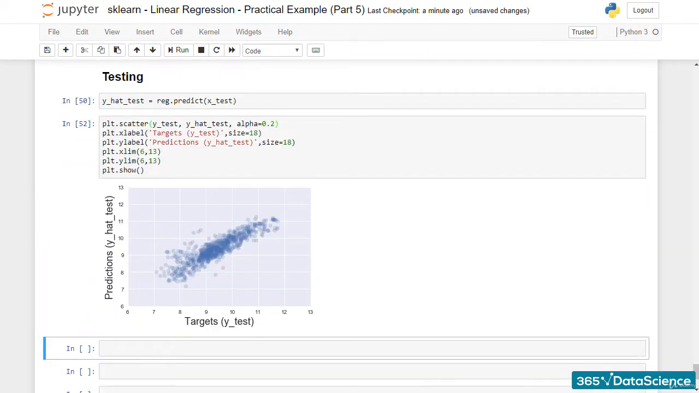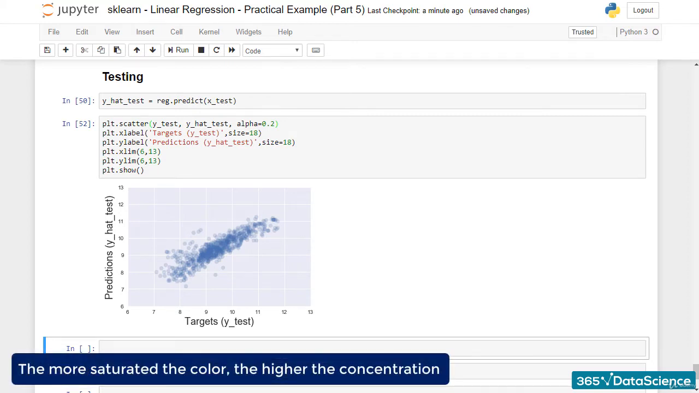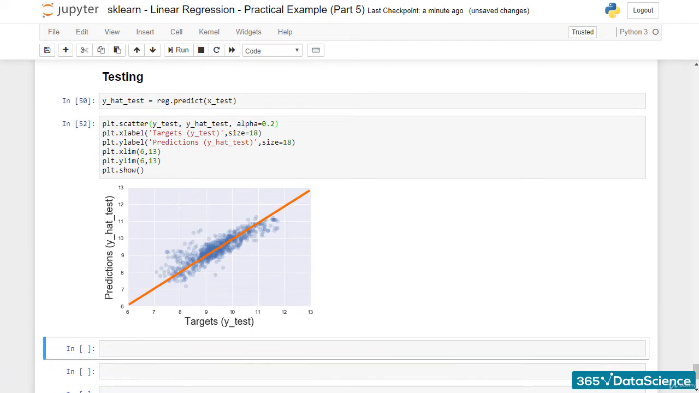This turns our graph into a heat map of sorts. The more saturated the color, the higher the concentration of points. The paler the color, the lower the concentration of points. Thus, we have a much clearer indication, showing most of the points are indeed very close to the 45-degree line.